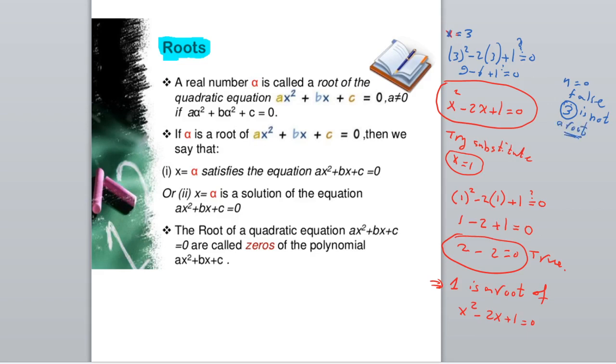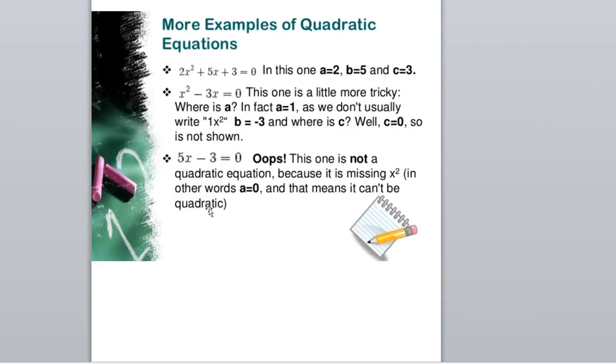So to be a root, it should satisfy the equation. Satisfy the equation means that I must end up with 0 equal 0. It must come out true. This whole slide was presented with these examples. Okay, let's go to the next slide.